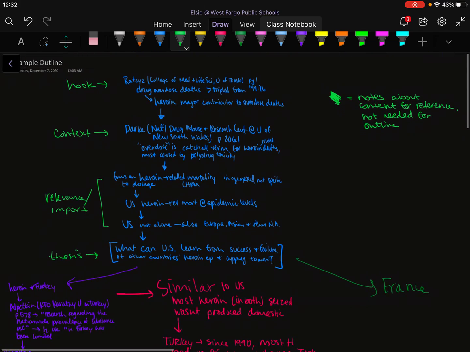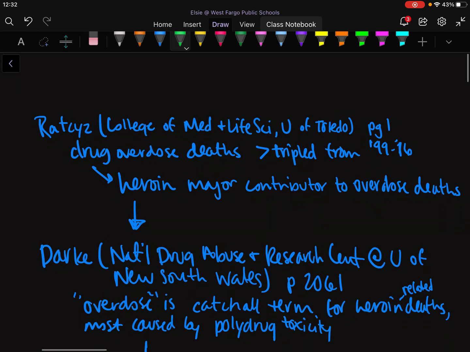As you're writing your outline, both practicing with the reverse outline and prepping for your outline, I'd also make note of how the author establishes the credibility of the source. So for the first sentence, I'm guessing it's Raditz. I'm totally guessing on the pronunciation there, but the sentence also says that this person is from the College of Medicine and Life Science, University of Toledo.